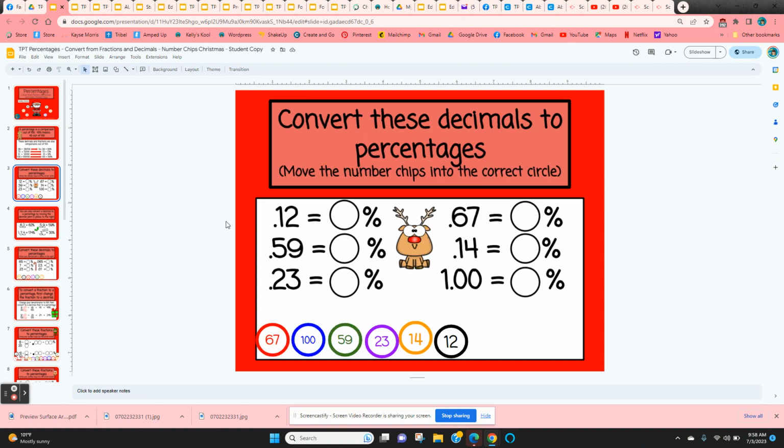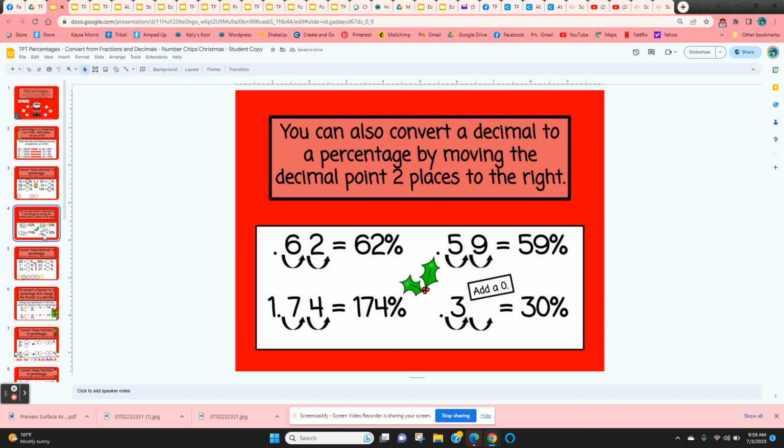Now, the first slide students are going to be working on is pretty simple. It's a good place for students to practice moving these number chips. So every slide has all the numbers they need. So that means when they get to the end of a slide and the numbers aren't working, they know they've made an error and they need to go back and check. So again, these are very simple. So 12 hundredths, 12%, 59 hundredths, 59%. One whole would be 100%, and so on.